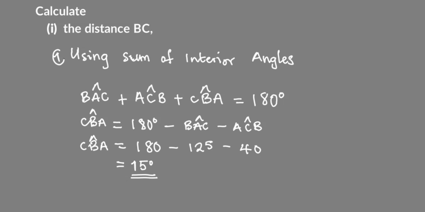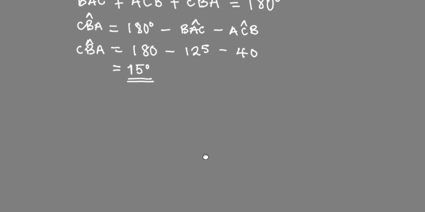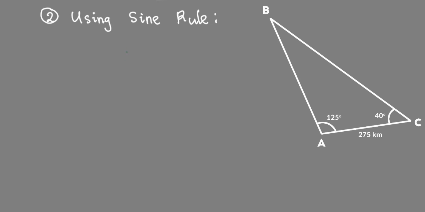Our first step was using the sum of interior angles to find the angle at B. Then we can use the sine rule. So now we're going to use the sine rule to find the distance BC. We know what the sine rule is: sin A over a is equal to sin B over b. What I want you to do is look at the diagram. We're going to be using the angle at A, and we're going to be using the angle at B.